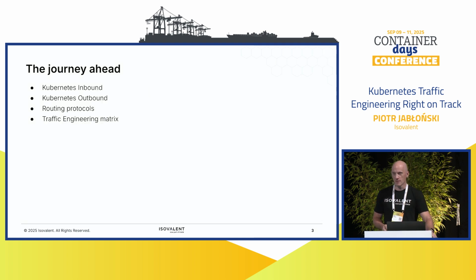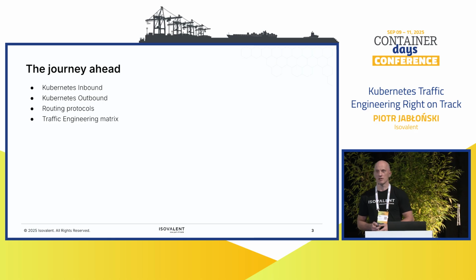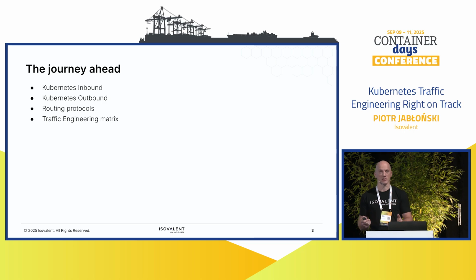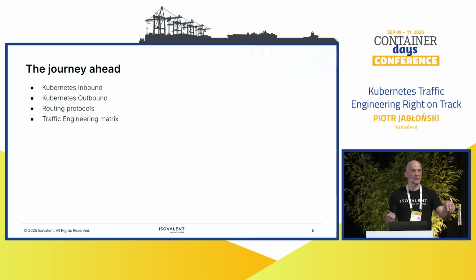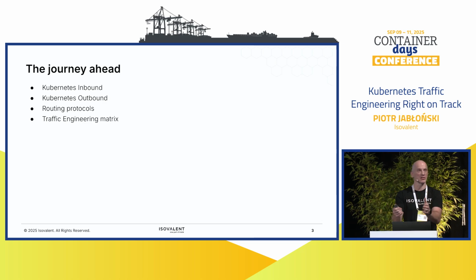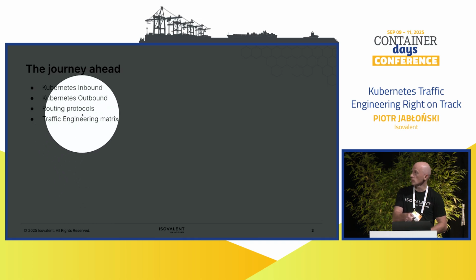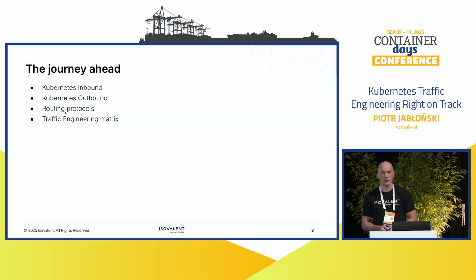What is our journey during this session? We need to divide traffic engineering into some chapters when the traffic is flowing through some stages of the topology. So we will get on board and we will see how the Kubernetes inbound traffic looks like, outbound routing protocols, and traffic engineering matrix as a summary of the flows we can find out in the cluster.